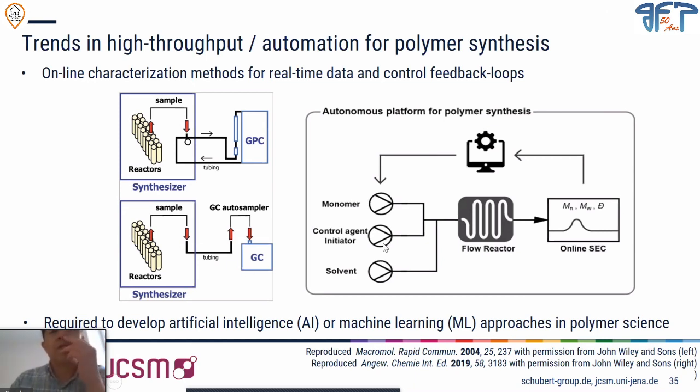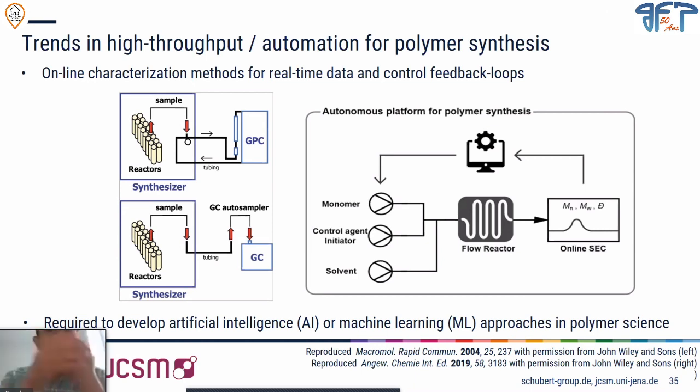But some other researchers, for instance, Tanya Junkers in Australia, at Monash, decided to combine a flow reactor, put it online with a GPC, and basically everything that comes from the flow reactor goes to the GPC to determine the molar mass and provides feedback to a computer algorithm, and then back to the initial conditions of the reactor to achieve a very specific synthesis of polymers of a specific molar mass. This is a very nice example, for instance, of online characterization or real-time data.